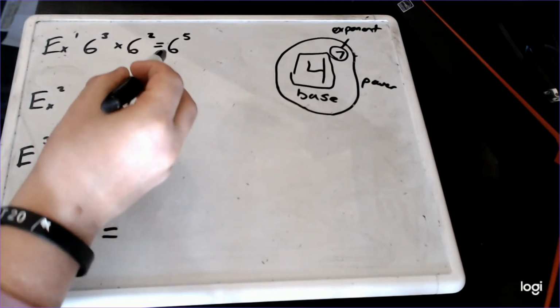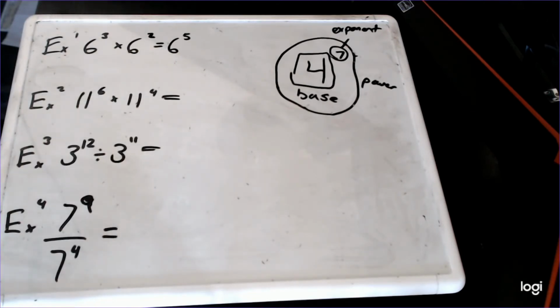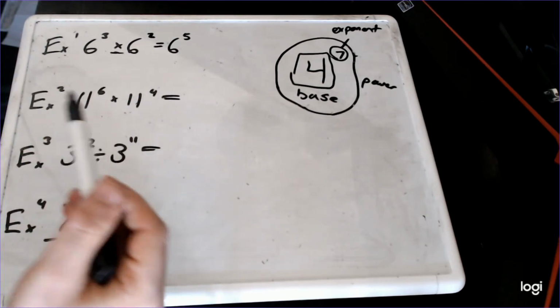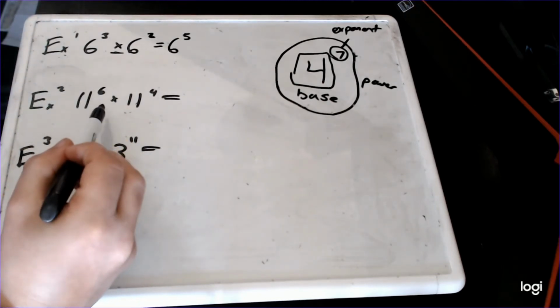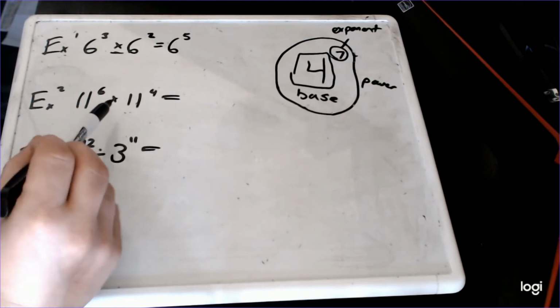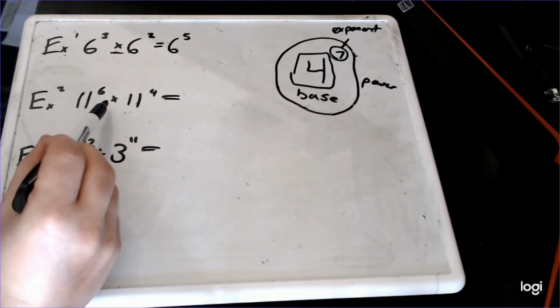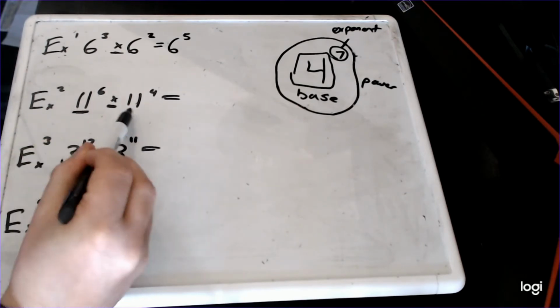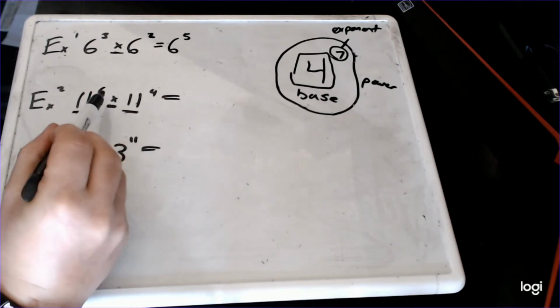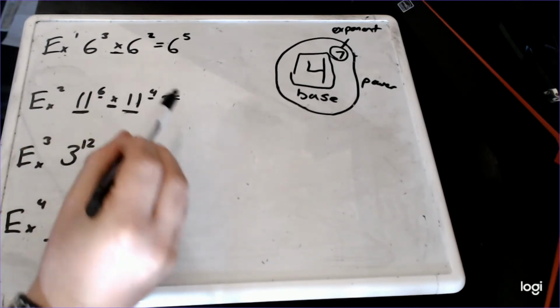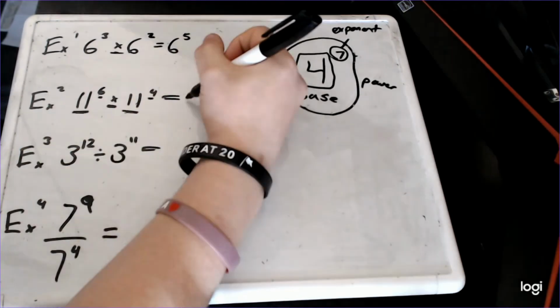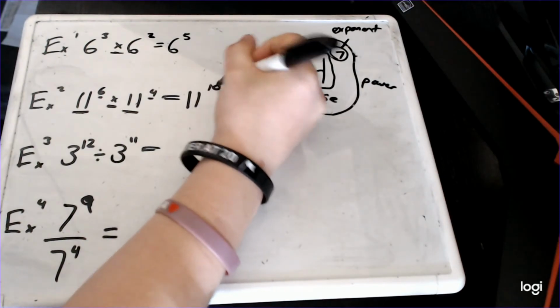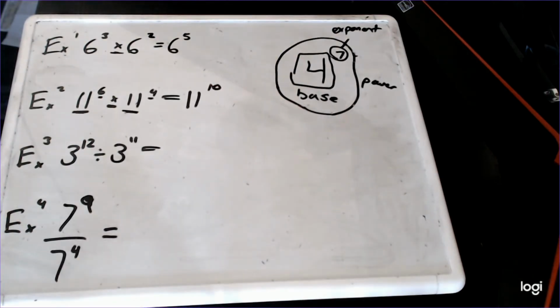So, as I said, I've already done the first one. 3 plus 2 is 5 because we have multiplication, right? So the first thing we have to do for our second example is identify, are we doing multiplication or division? We're doing multiplication. Do we have the same base? Yes, we do. Now all I have to do is add my exponents. So 11 to the 10. 6 plus 4 is 10.